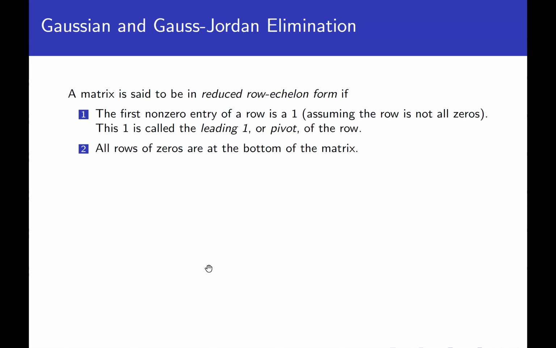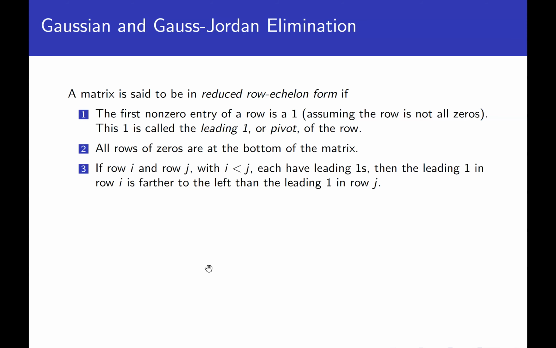All rows of zeros that we potentially have are all put down at the bottom of the matrix. And if row i is above row j, so i is less than j, and they both have leading ones, then the leading one in row i is farther to the left. It's in a column further left than the leading one in row j. And then finally, each column that has a leading 1 has zeros above and below the leading 1.